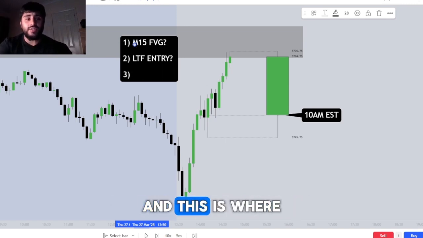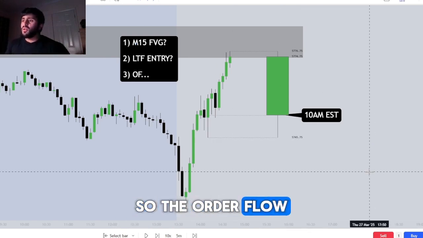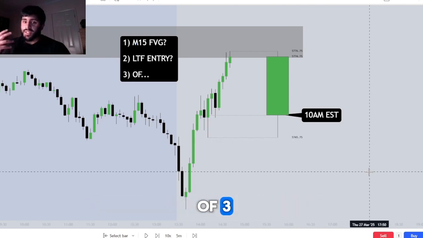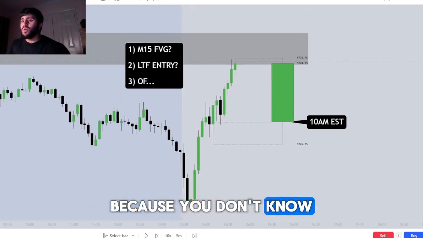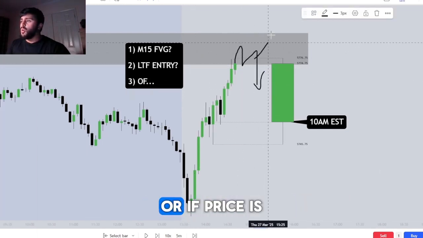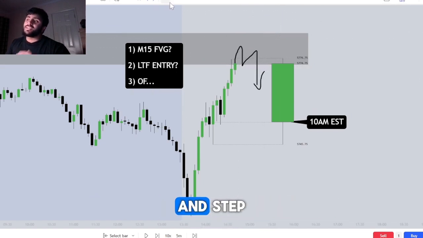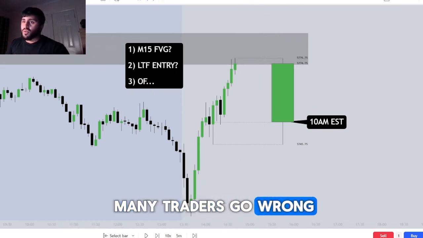Now the third thing, and this is where people mess up, is the order flow. So the order flow is what will confirm whether your power of 3 is actually correct, right? Because you don't know without reading the order flow if price is going to melt lower or if price is going to melt through. You don't actually know what's happening in this area. And step 3 is why so many traders go wrong in the first place.